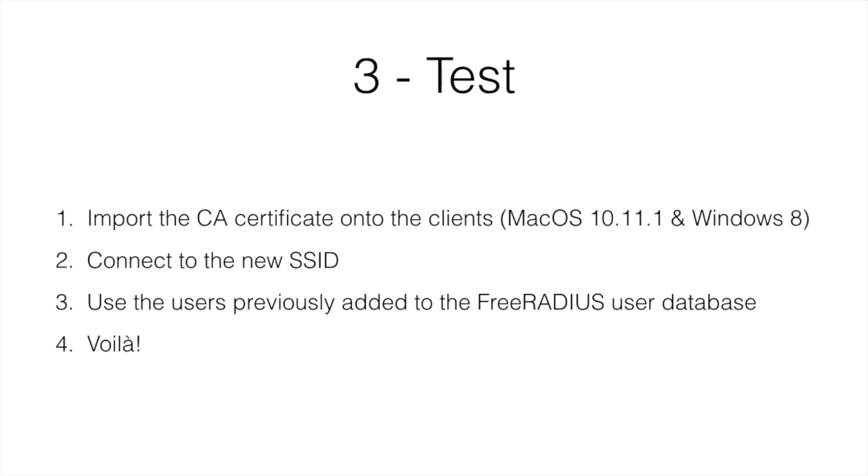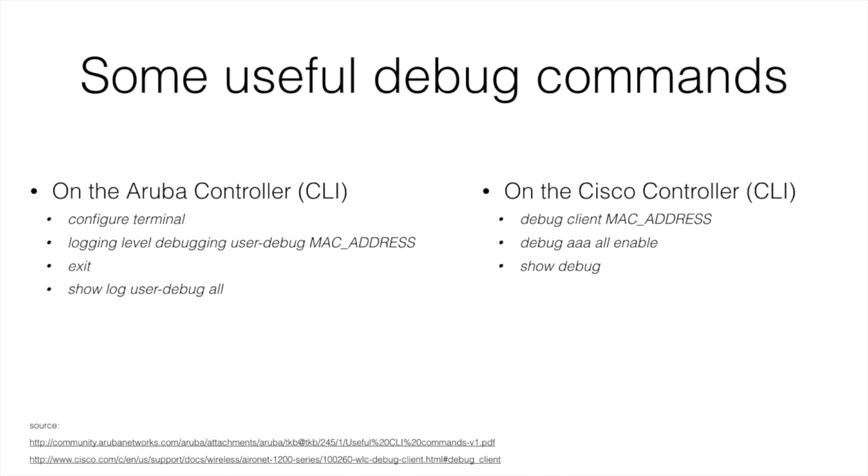So we've just done the testing on the Mac and Windows, and it worked great. So now to conclude this video, you can check out some useful debug commands you can use on the Aruba controller and on the Cisco controller. I'm going to include this little document to the blog post so you guys can check it out on your own time.